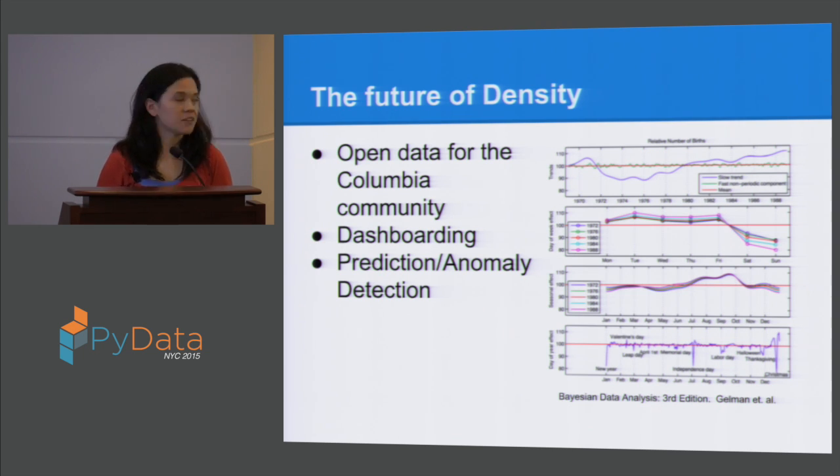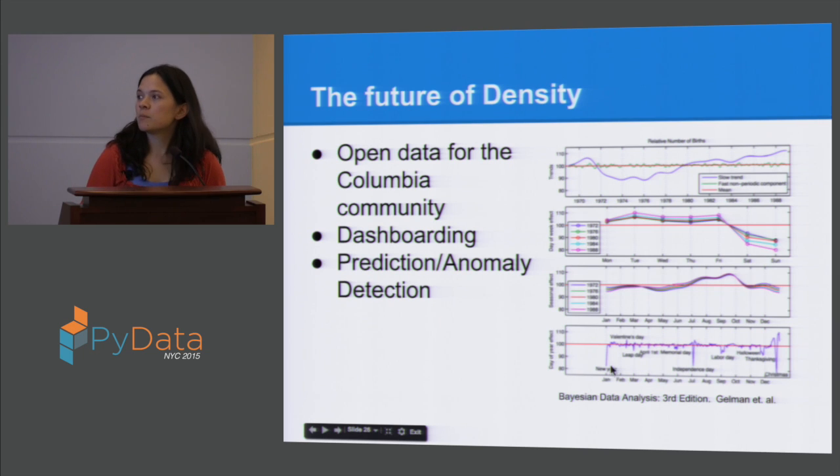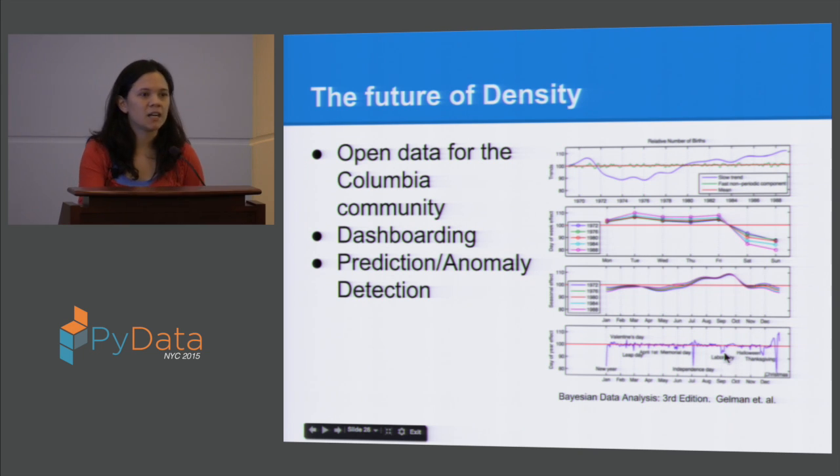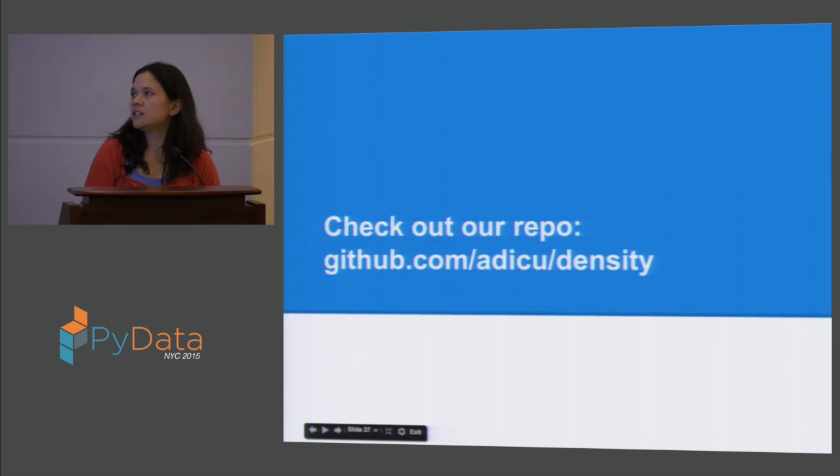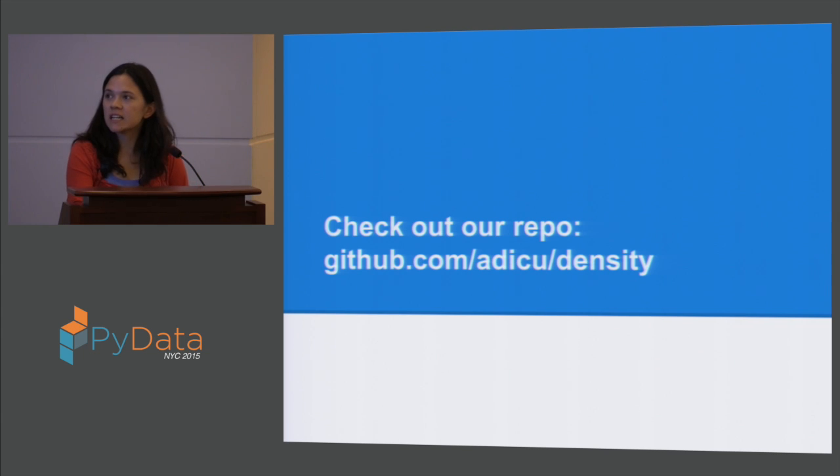And if you look very carefully, you can actually see particular anomalous days of the year that have unusually low births. So for example, New Year's Day has really low births, Independence Day, Christmas, Thanksgiving, Labor Day. So we would really like to be able to do something like that.